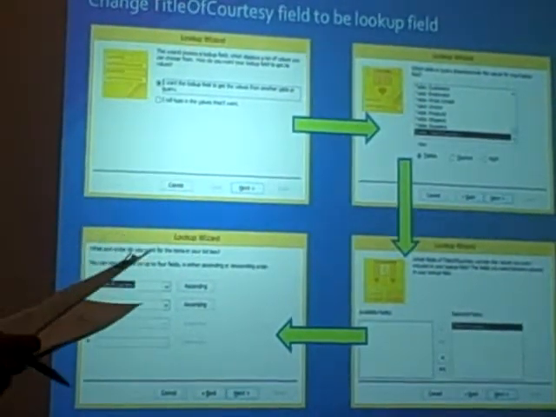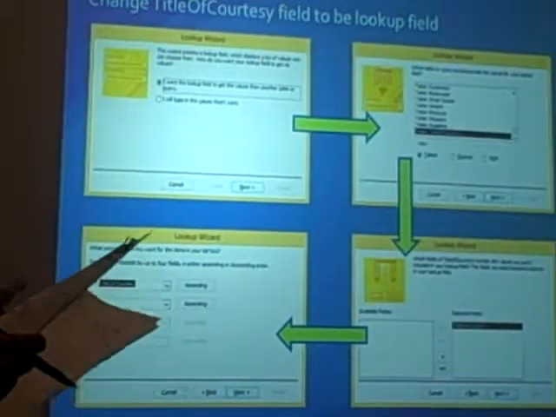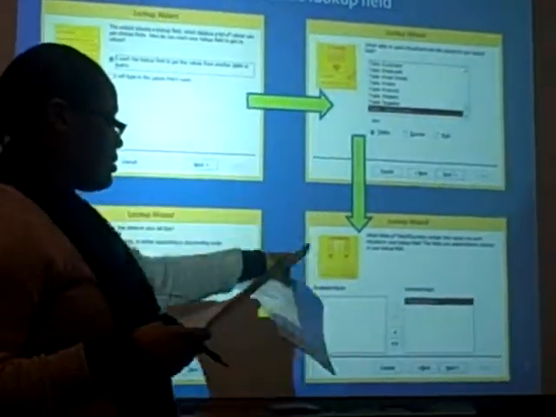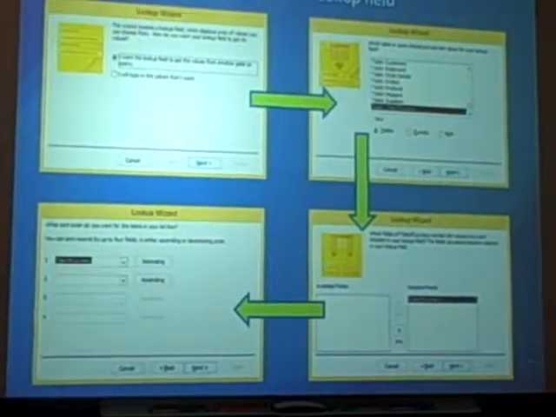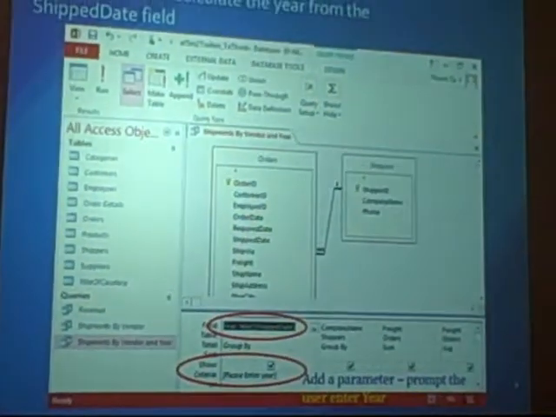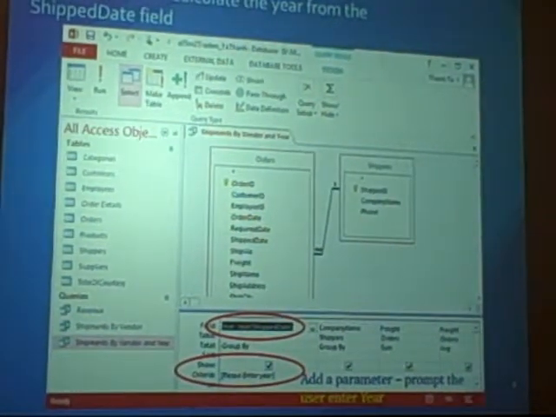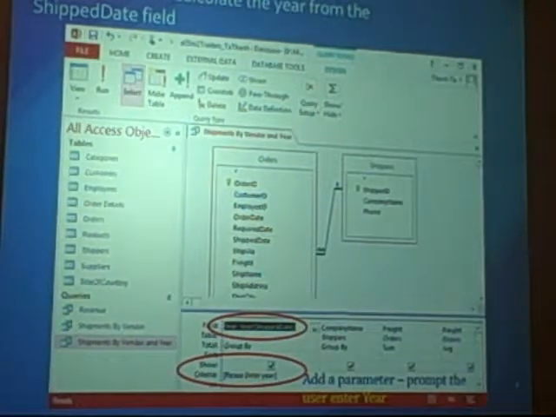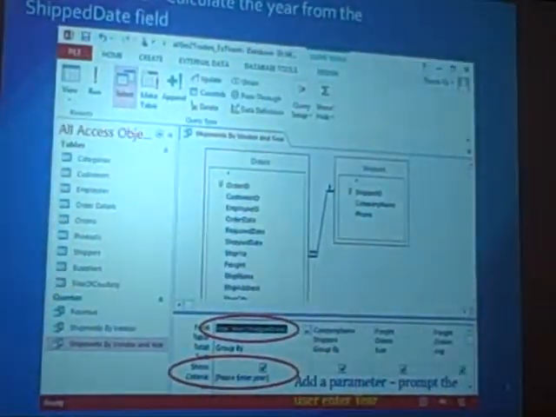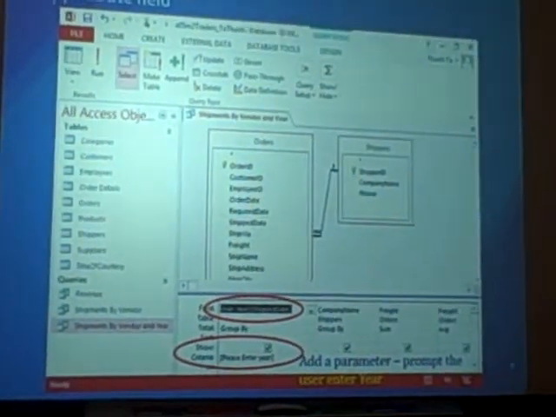It's literally very easy to follow. Okay, now we're on the next one. We add a new field before the company name, and then we calculated the year from the ship date field, and ensure the total row is set by group by.